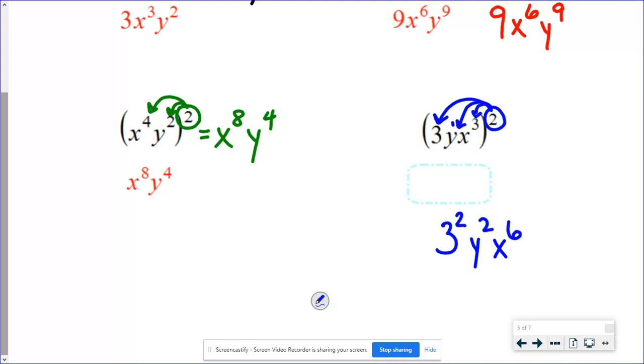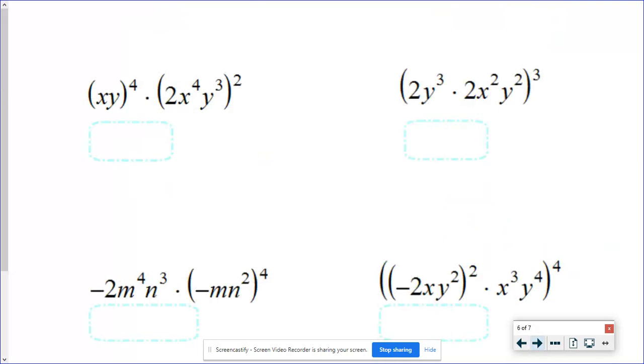The only thing that's going to change here in my answer is that that 3 squared, we're going to change it into a 9. And again, I would much prefer to have this look like 9x to the 6th, y to the 2nd. But since they gave it to us with the y's first, I could understand leaving the y's first in the answer. All right, don't these look fun?